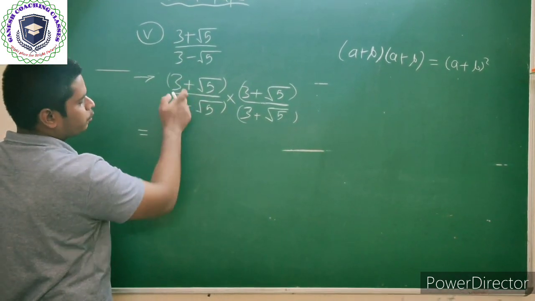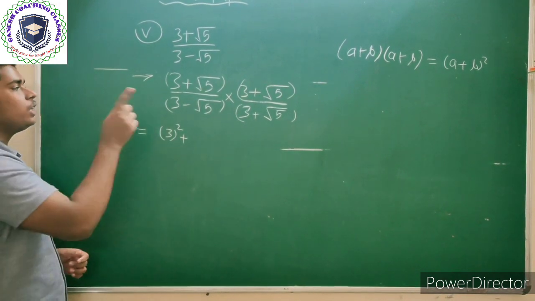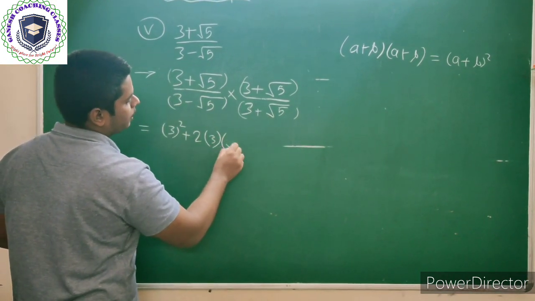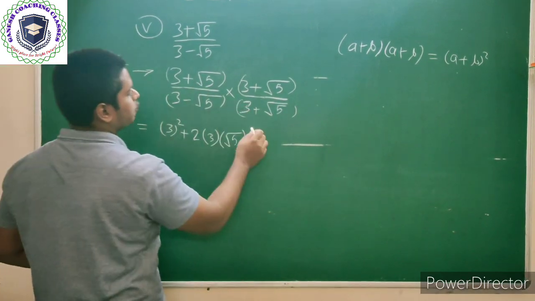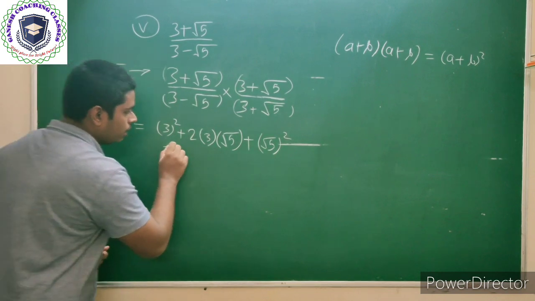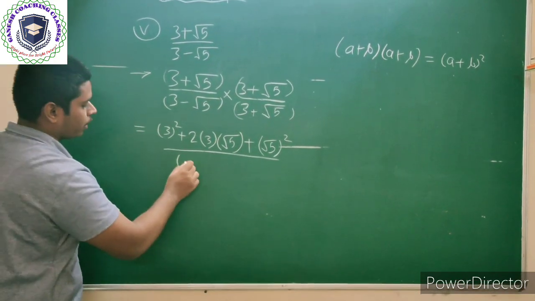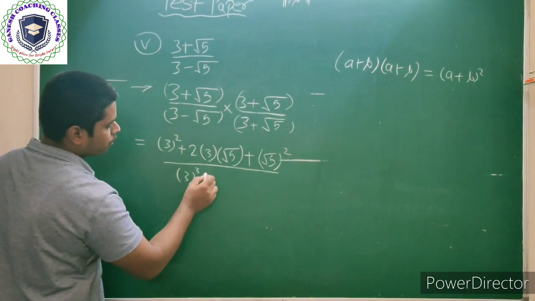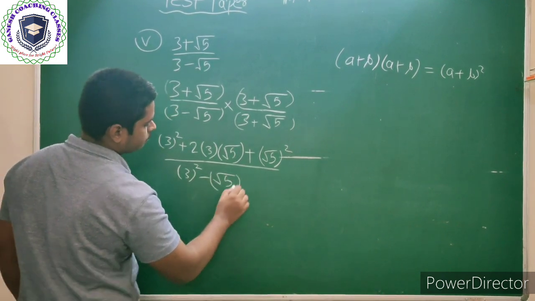So here the first number is root 3, so root 3 square, plus 2ab, 2 and a is root 3 and b is root 5, plus b square. b square means the second number square, so here root 5 the whole square. In the denominator we are getting (a minus b)(a plus b), that is a square minus b square. So a is our root 3 and b is our root 5, so root 3 the square minus root 5 the square.